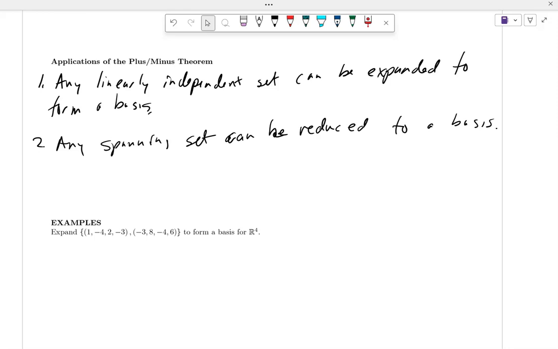Okay? All right. So it is linearly independent for 2 vectors. Remember, to show that it's linearly independent, it's enough to see that one is not a scalar multiple of the other.